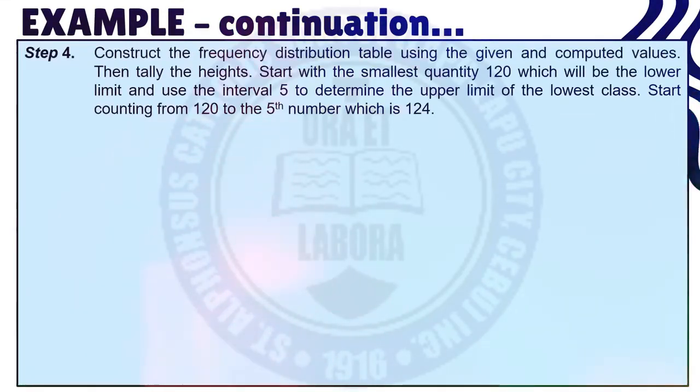Then step 4, we have to construct the frequency distribution table using the given and computed values, followed by tallying the heights. We have to start with the smallest quantity, 120 cm, which will be the lower limit, and use the interval of 5 that we computed a while ago to determine the upper limit of the lowest class. So we start counting from 120 to the fifth number, which is 124.